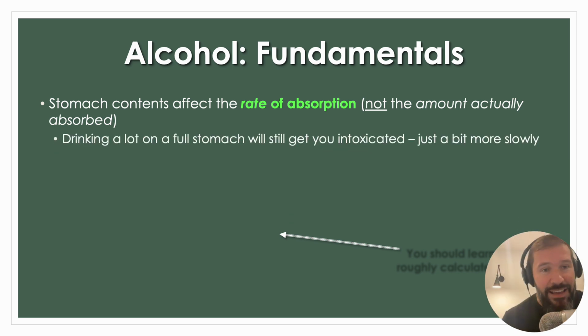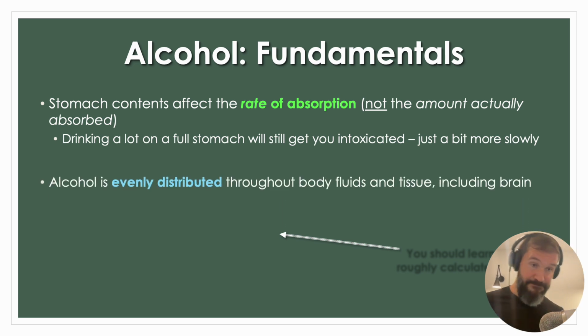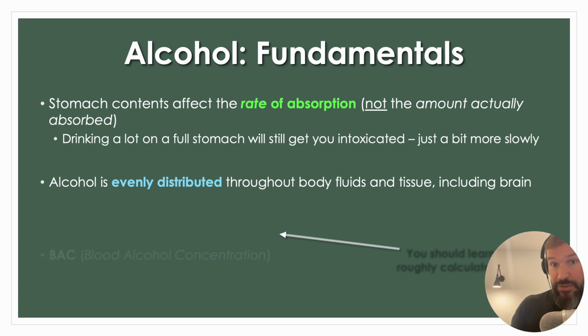So drinking on a full stomach is still going to get you drunk, okay? It's going to get you very intoxicated, just more slowly. And eating 3 large pizzas is not going to prevent you from getting drunk, okay? Alcohol is evenly distributed throughout the body fluids and tissue, including the brain. This is very important, by the way. We'll come back to this, especially as it relates to gender differences.